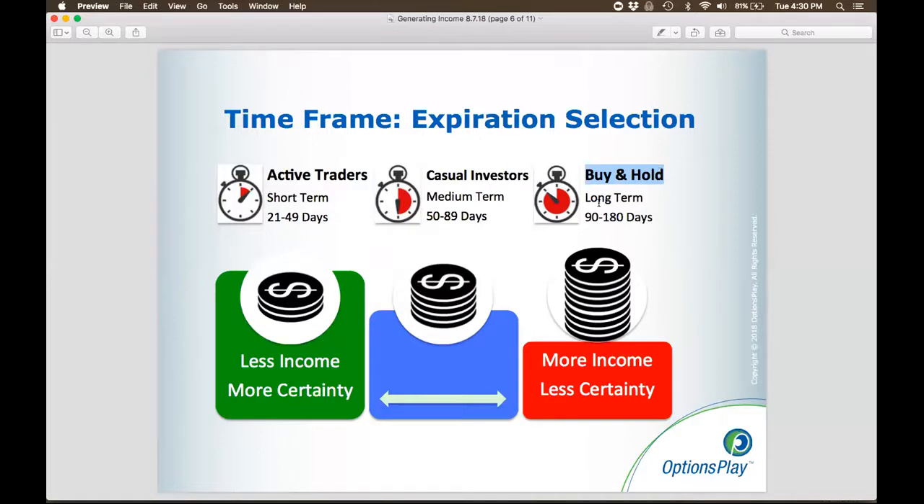So you would fall on the longer end of the spectrum. You might sell longer dated calls, anywhere from 90 to 180 days, so monthly options. And then many of you may fall somewhere in between.